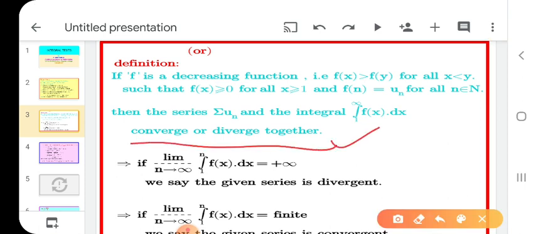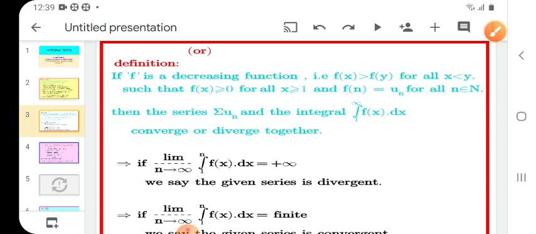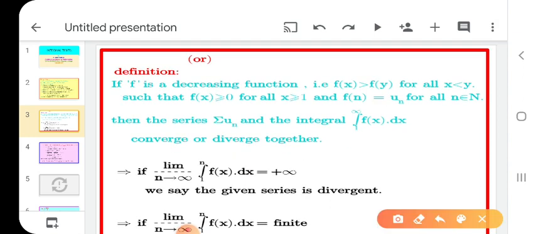Again, I read the definition. If f is a decreasing function, what is the first point? f should be a decreasing function. How can you find whether the given function is decreasing or not? First we take x less than y. After that we find the values of f(x) and f(y). The relation between f(x) and f(y) should be greater than.